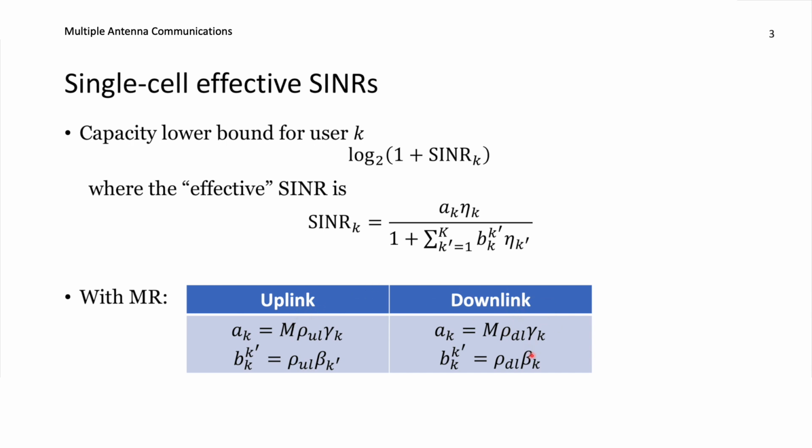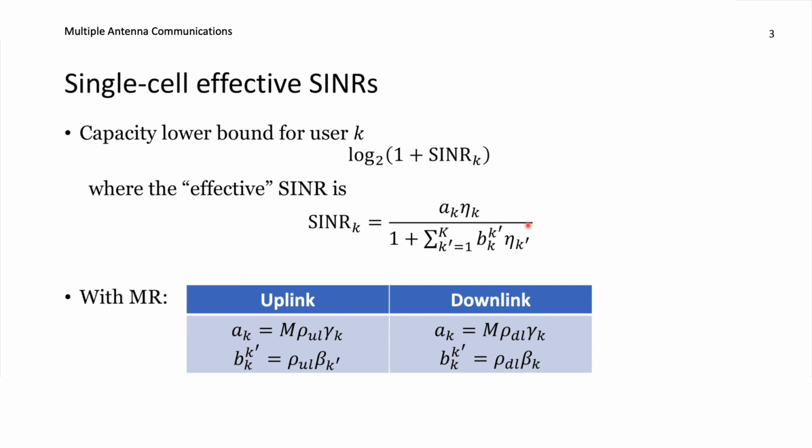The interference terms look also similar, but the indices are changed. So we still have rho, but now it's rho downlink, so it's a downlink power, and then we have beta k. So in the downlink, the interference term here is not dependent on the interfering user's channel, but on my own channel, being user k. So we have beta k here instead of beta k prime. But the important thing is the structure looks very similar in these different cases.